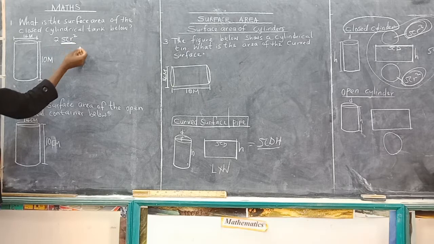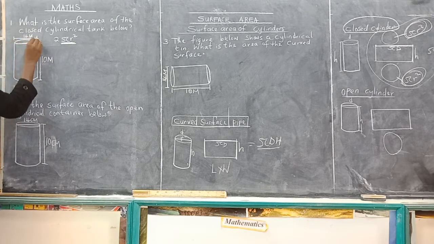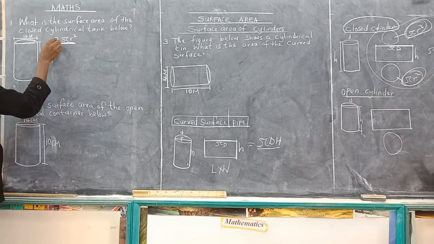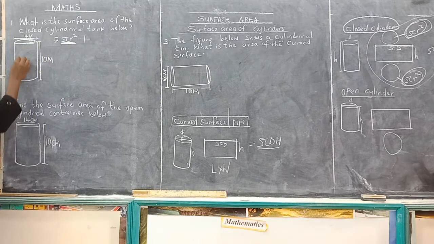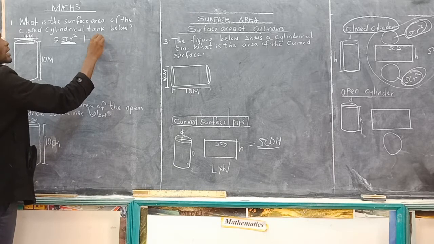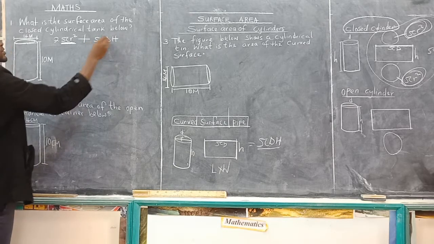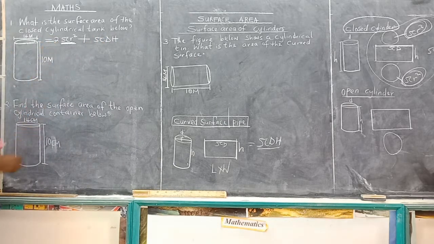One circle is pi r squared, the top one. Then since we have two circles, you say 2 times pi r squared. Then you add the area of the curved surface, which is pi diameter times height. So that is the formula you're supposed to use.